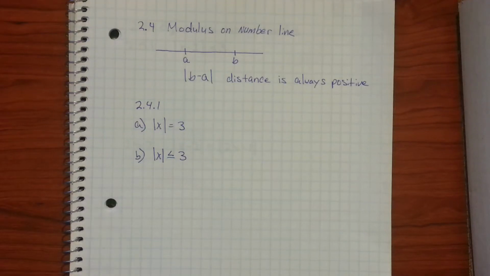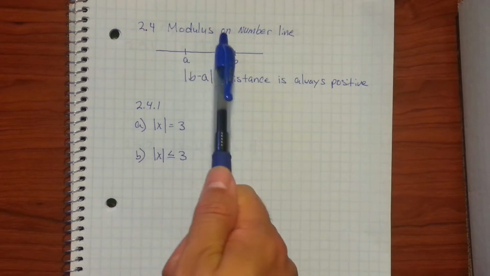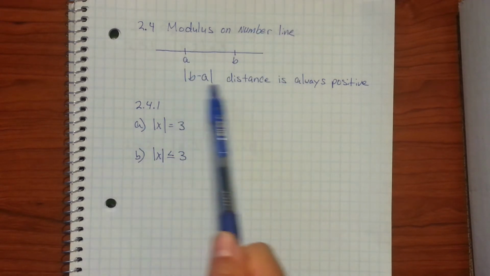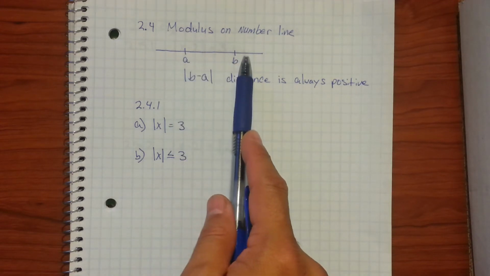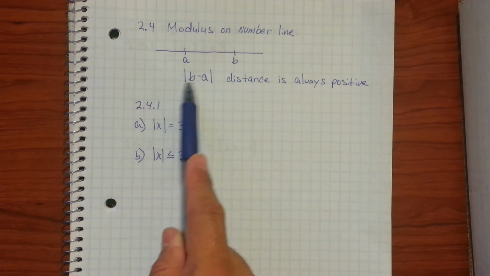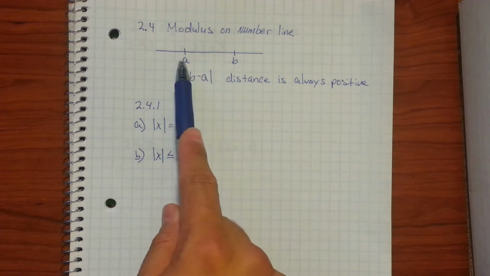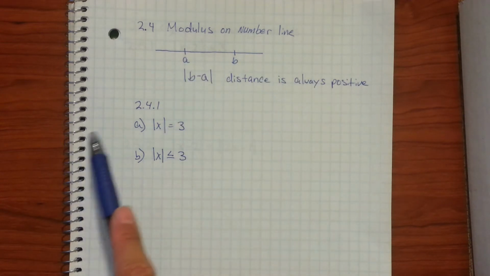Now, for Chapter 2, Section 4, we're dealing with modulus on a number line. So, we know that the absolute value is always going to be positive. Okay? It's always going to be distance, and distance always has to be positive. I cannot have a negative distance. So, to find the distance in between these two, it's going to be the absolute value of b minus a. It's always going to work out like that.